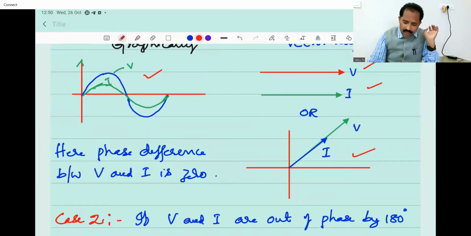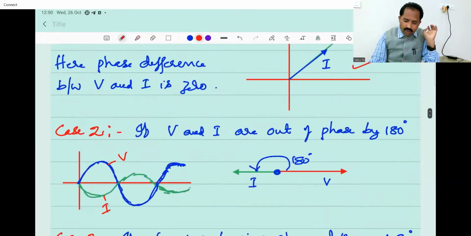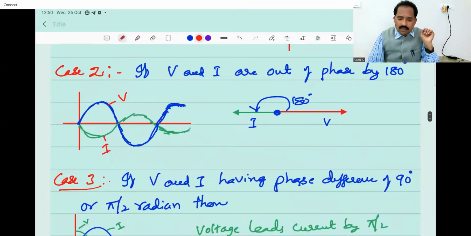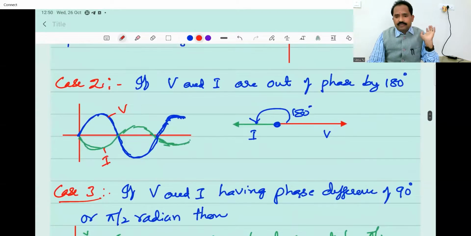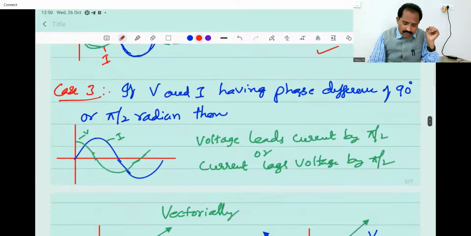Case 2, suppose voltage and current are out of phase by 180 degree. Look at it graphically and vectorially. This is a vectorial representation. See, voltage is on this side, current is on that side. So their phase difference is 180 degree. They are out of phase by 180 degree or pi radian. Then case 3 is this.